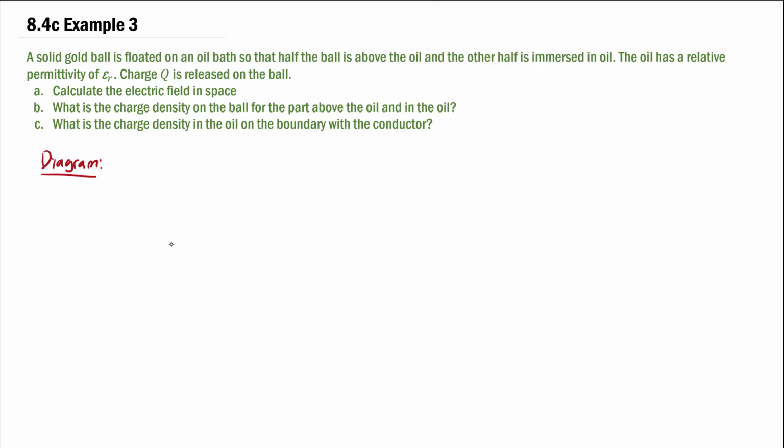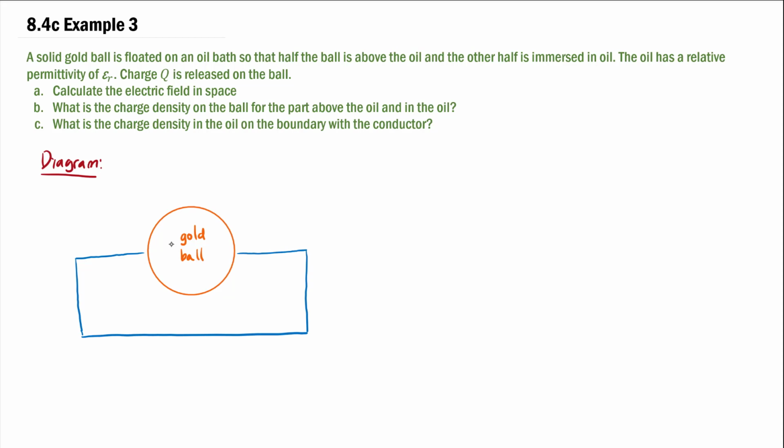So this means I have some sort of gold ball, or gold sphere, and it's immersed in oil halfway through. So halfway through kind of looks like this. And we'll just use a slab to represent the oil medium. So I have oil here. And a charge Q is released. So first we do a quick explanation of what's happening.